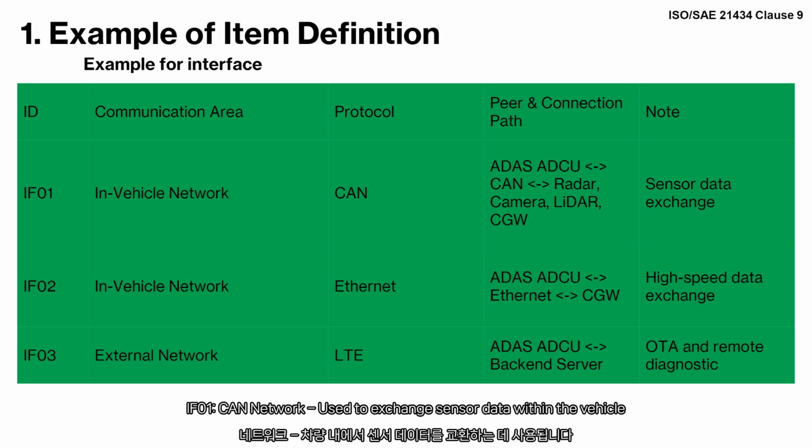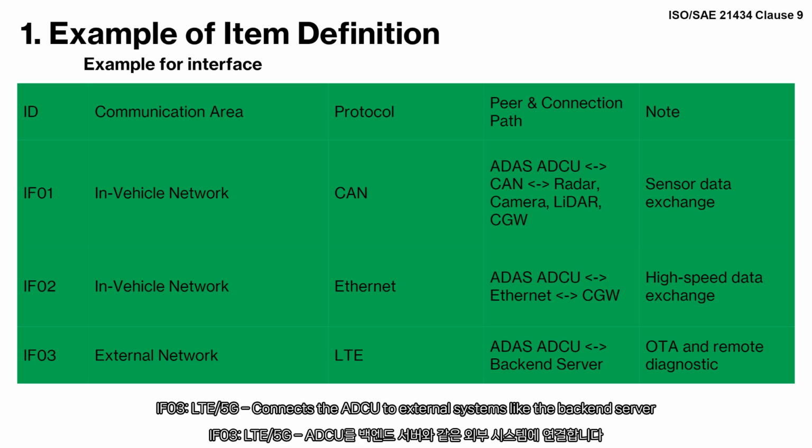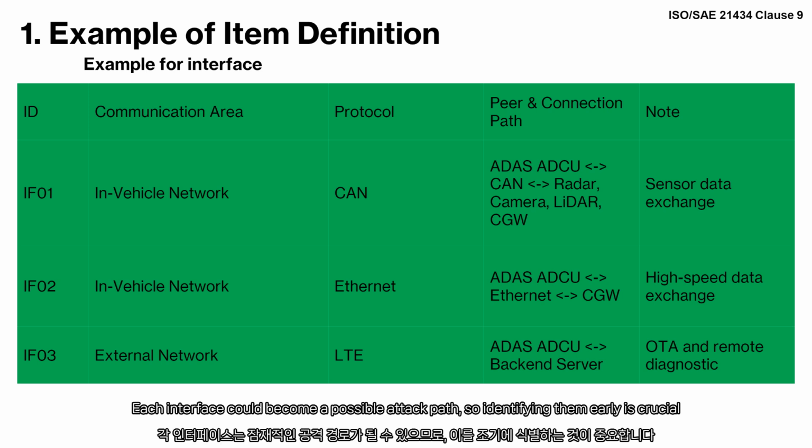IF01: CAN network, used to exchange sensor data within the vehicle. IF02: Ethernet, enables high-speed data transmission inside the car. IF03: LTE/5G, connects the ADCU to external systems like the backend server. Each interface could become a possible attack path, so identifying them early is crucial.